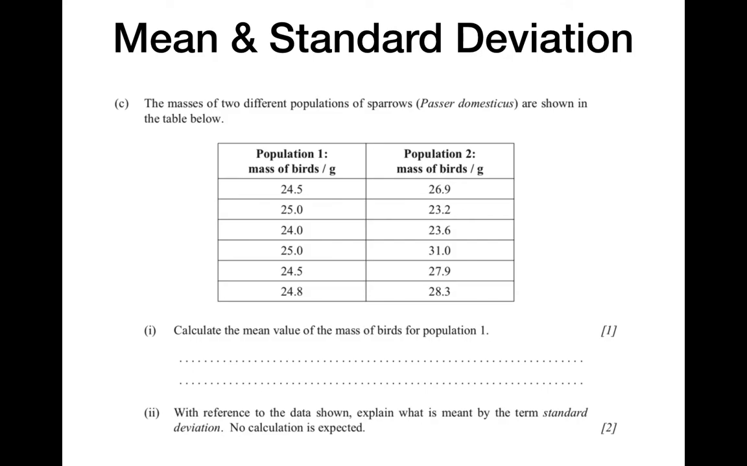Here's an example question. What I have here is the two populations. Calculate the mean value, and then explain what the term standard deviation means.